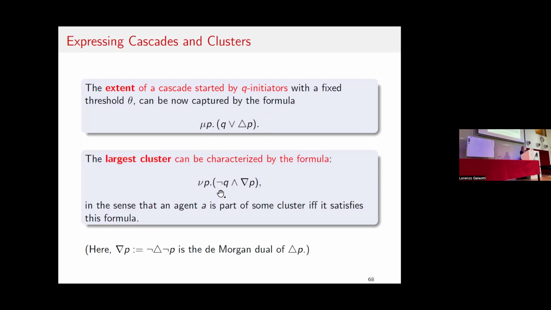And the largest cluster, which is the cluster that blocks the formation of the full cascade, would be the ones in which either not Q is already the case, and then it should be significant enough to prevent me from adopting Q. So nabla P, where P then gets back to this formula. So now I have a way using these fixed point formulas to express the extent of the cascade by initial adopters and also the largest clusters.